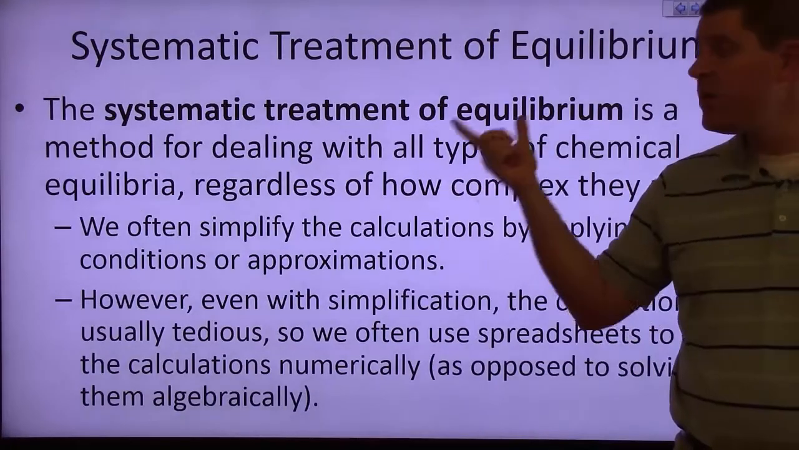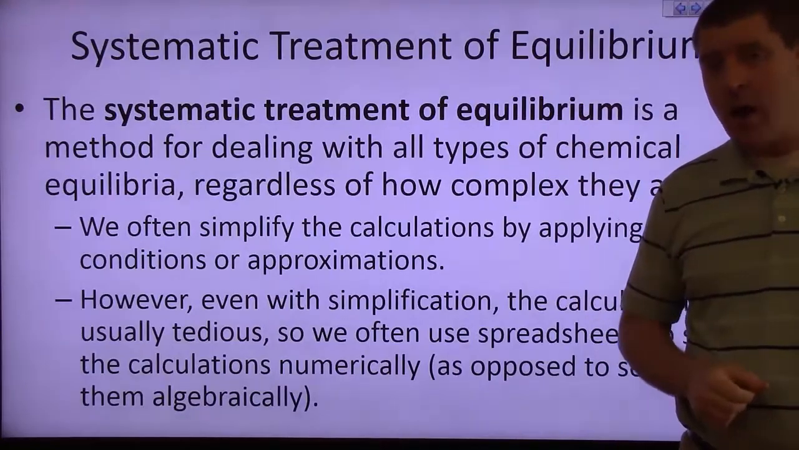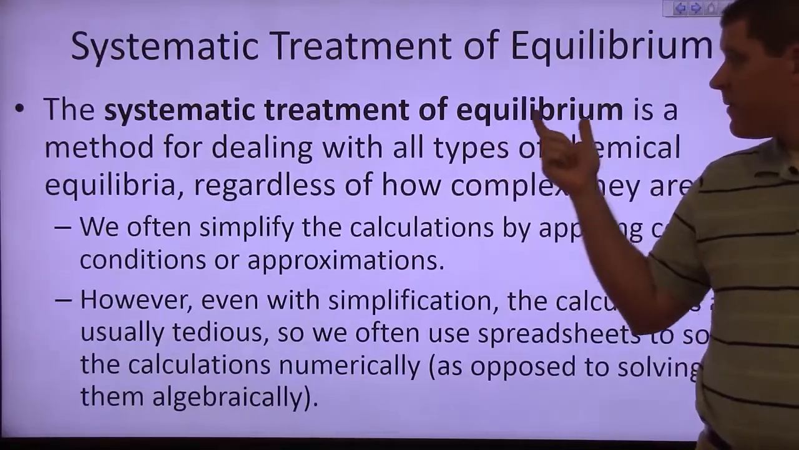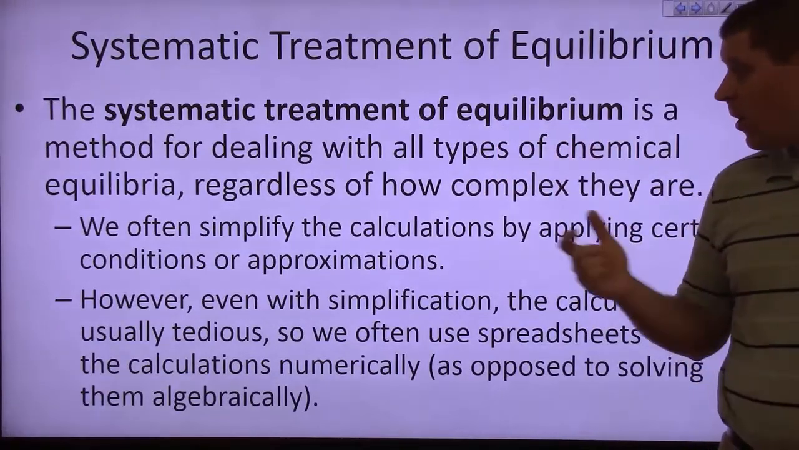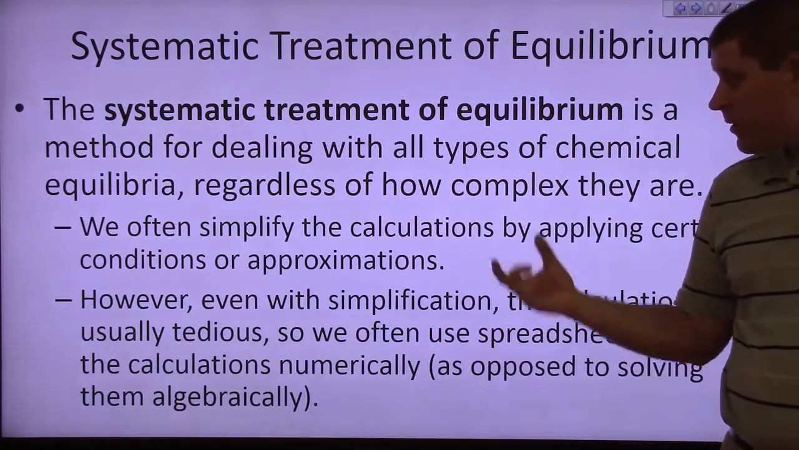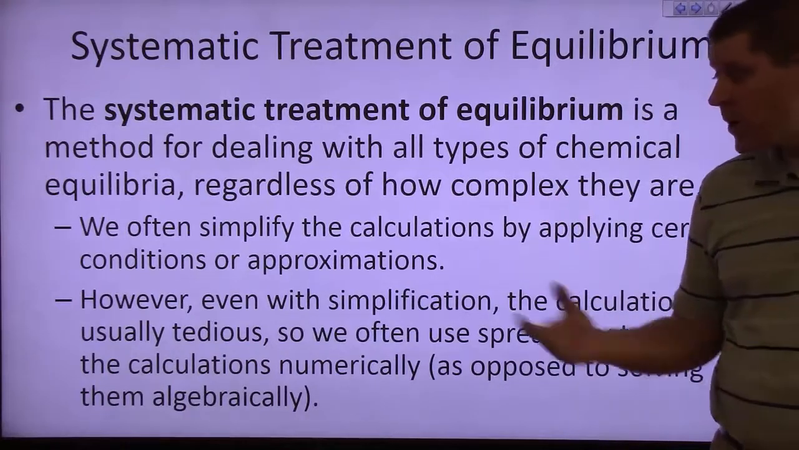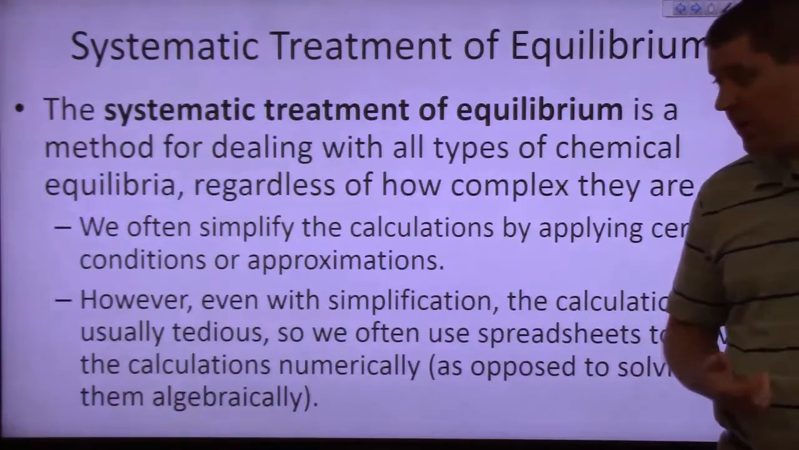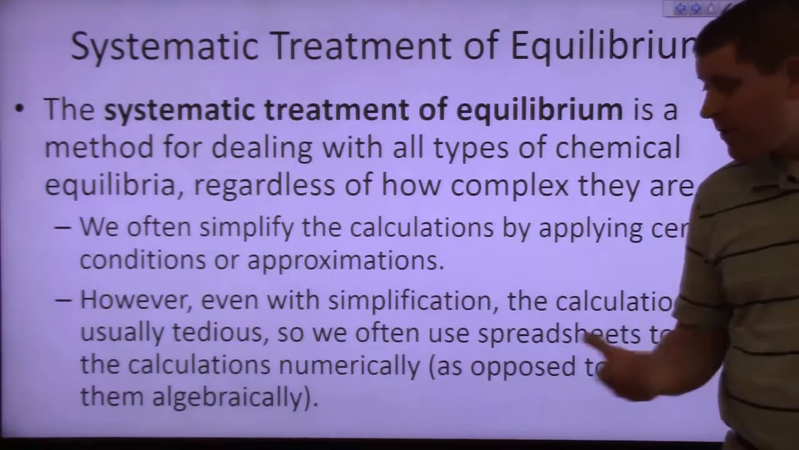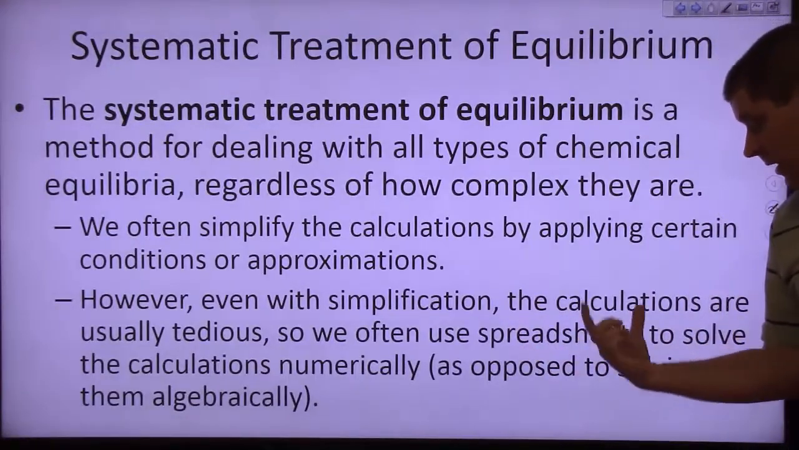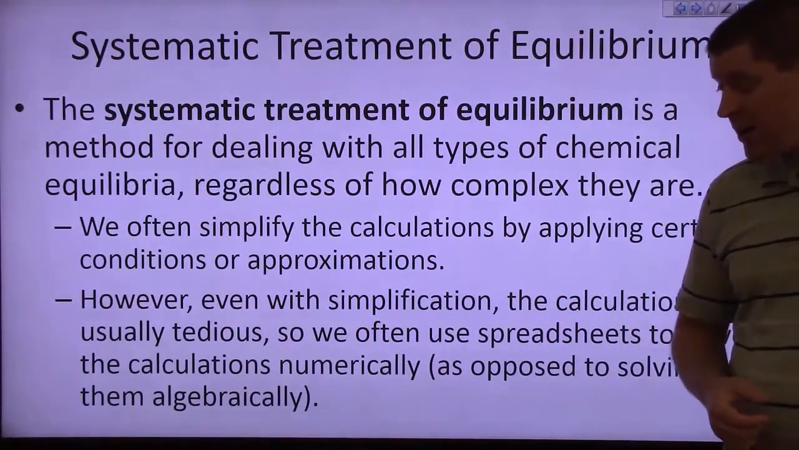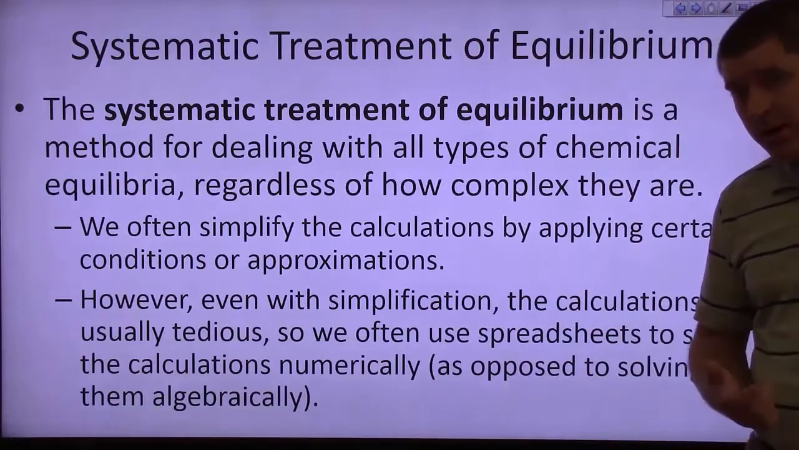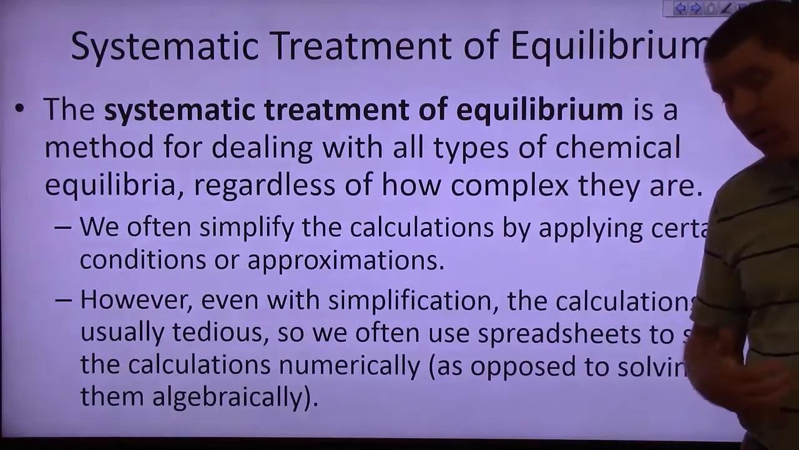So now let's turn to the systematic treatment of equilibrium, how we can solve equilibrium problems in a systematic fashion. The systematic treatment of equilibrium is a method for dealing with all types of chemical equilibria, regardless of how complex they are. We often simplify the calculations by applying certain conditions or approximations to make our job easier. However, even with simplification, the calculations are usually pretty tedious, and so we often use spreadsheets to solve the calculations numerically instead of analytically or algebraically.